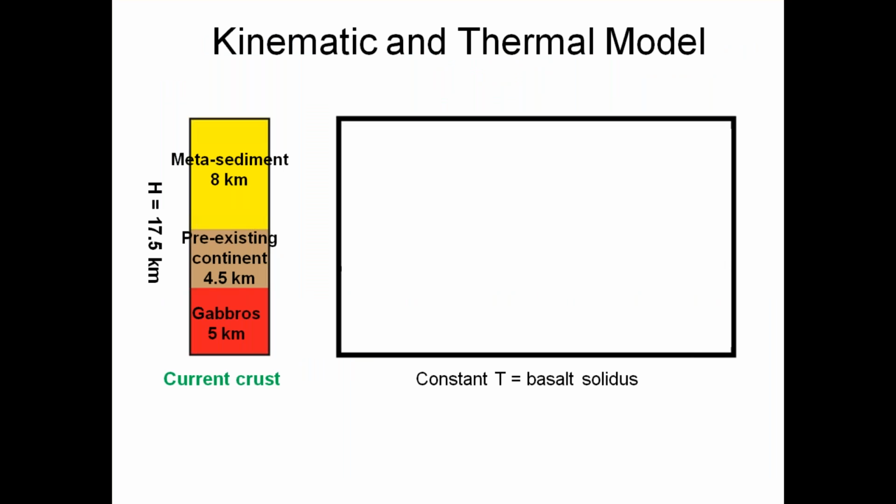In order to better understand the rifting process, we build a kinematic and thermal model from the current crust. On the left, we assume a 1D 3-layer crust with sediment and metamorphosed sediment of 8 km, a pre-existing continental crust of 4.5 km, and a gabbro of 5 km thick. We assume a constant temperature of basalt solidus at the borehole to represent the partial melting in the upper mantle.